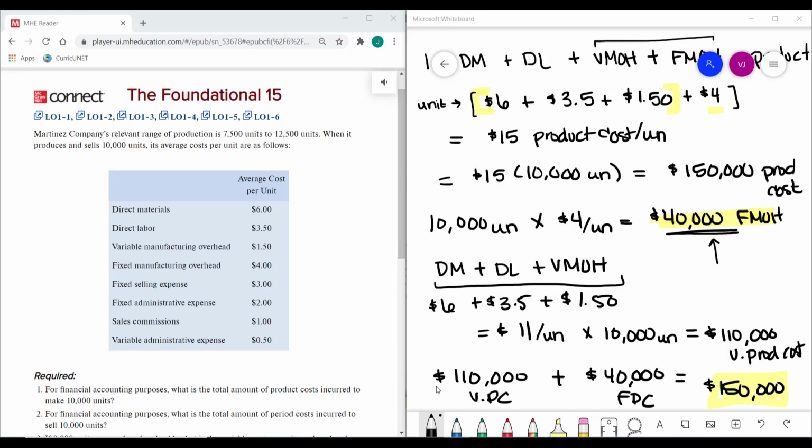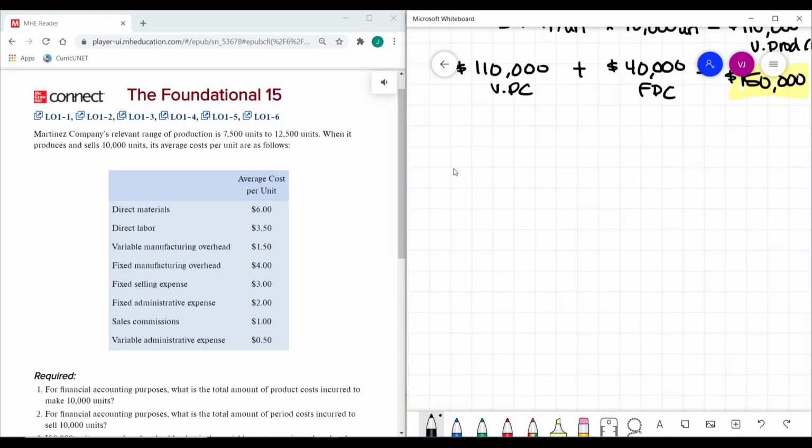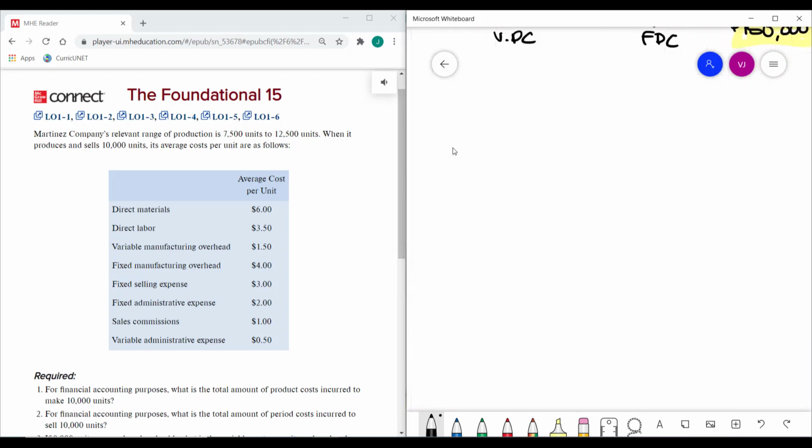So question number 2 asks us, for financial accounting purposes, what is the total amount of period costs incurred to sell 10,000 units? Okay, so this is not to do with manufacturing, but anything not related to manufacturing costs. So any non-manufacturing costs is what we would add together for period costs. So direct materials, direct labor, variable overhead, and fixed overhead, we've already determined all of those to be product costs. Okay, those are variable and fixed product costs.